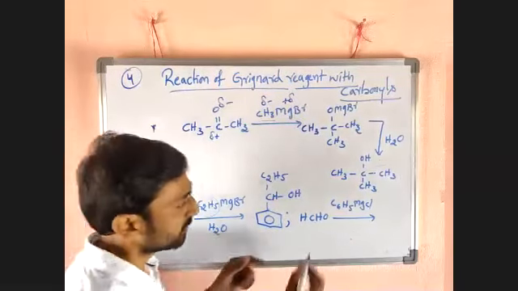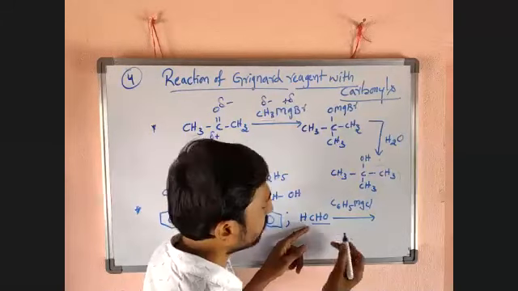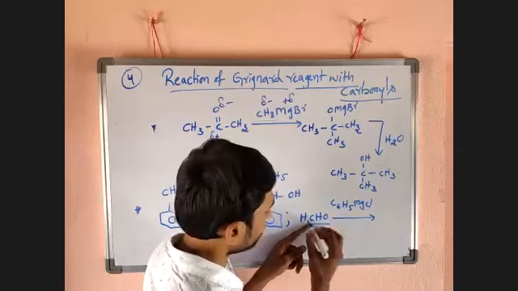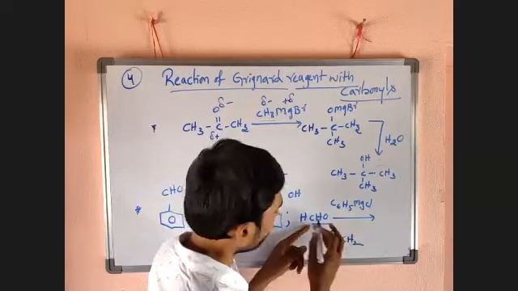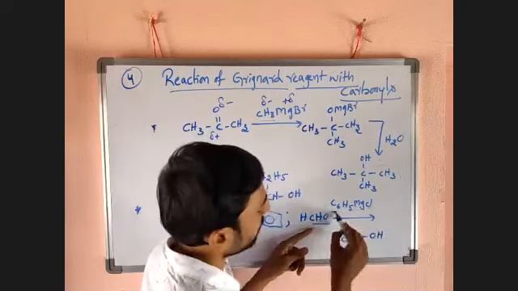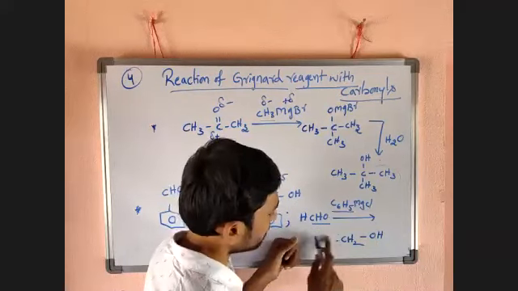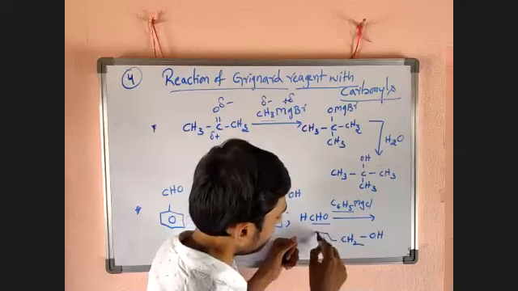C6H5MgCl. Now there is a CHO. First you should take CH2. The O will convert into OH, and the part of the Grignard reagent will attach to that carbon. That one is C6H5. C6H5 is nothing but a benzene.